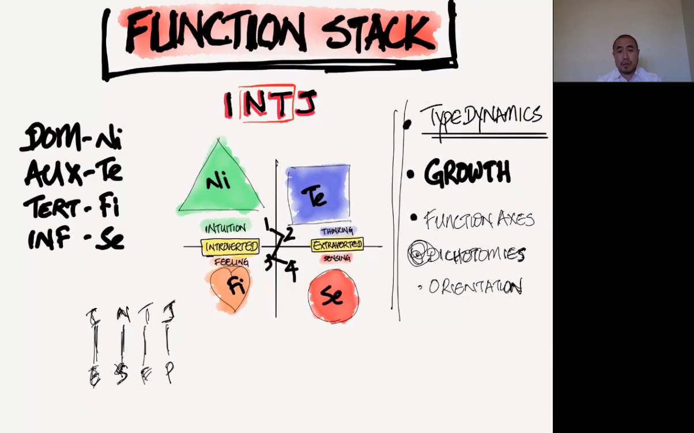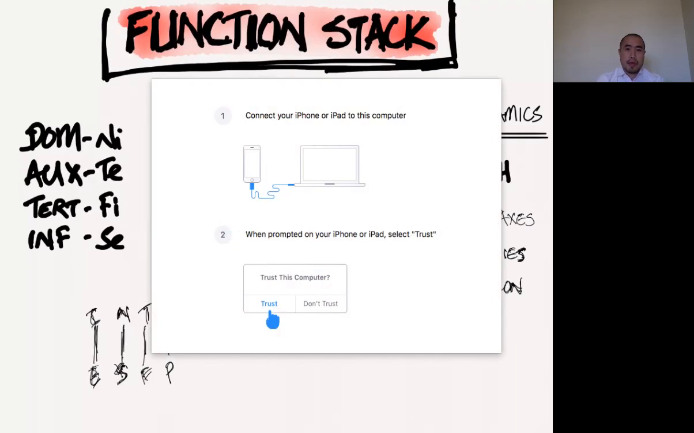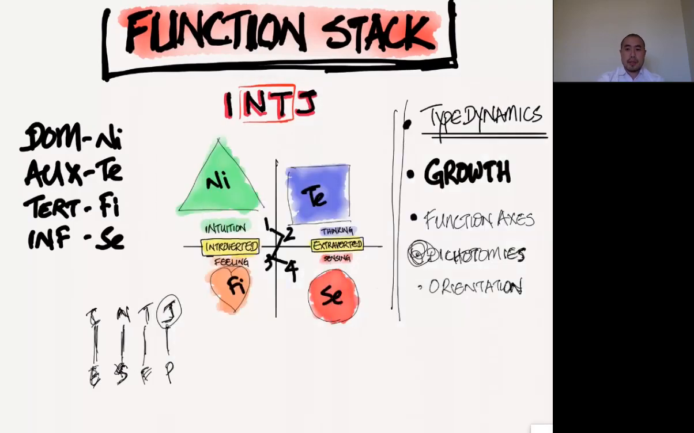So for INTJ, this is what I'm going through to explain and share with you how the functions come about on the stack from the 4 letters. The 4 letters is just a way of decoding how certain types use certain functions and in what position on the stack they fall. So the INTJ uses introverted, being a judger, right? They use introverted intuition.